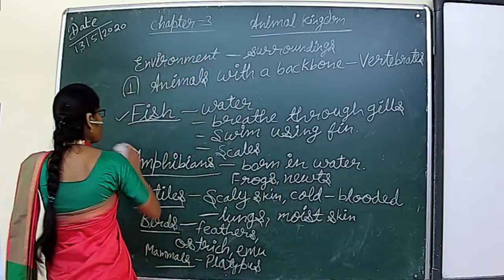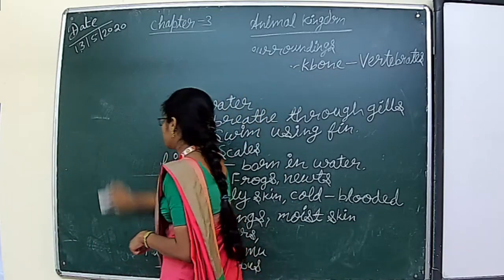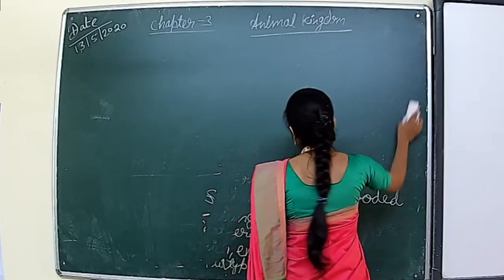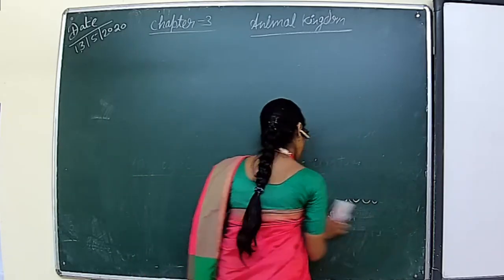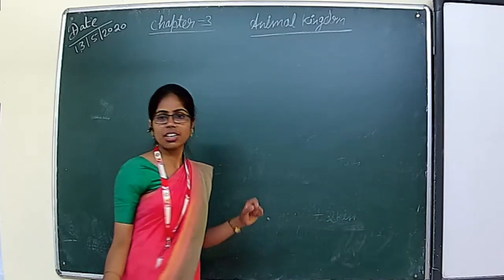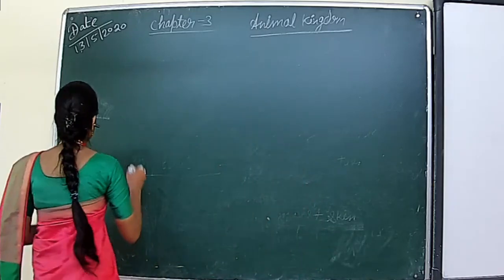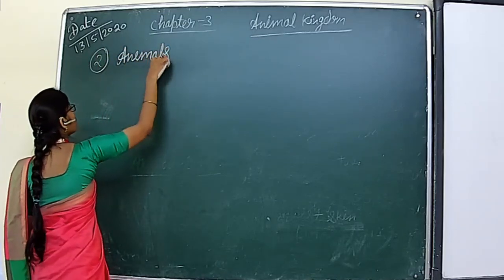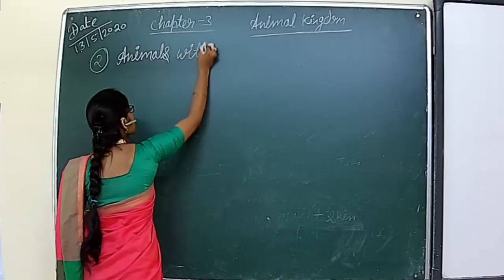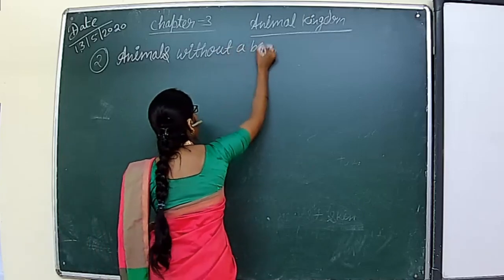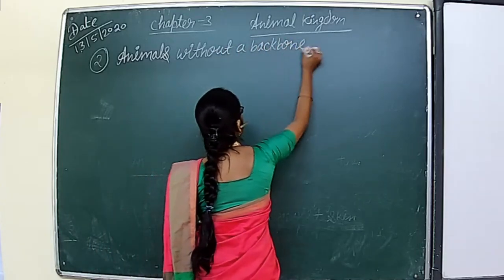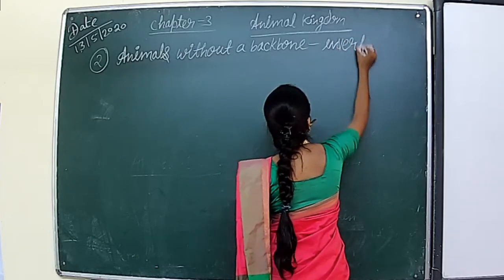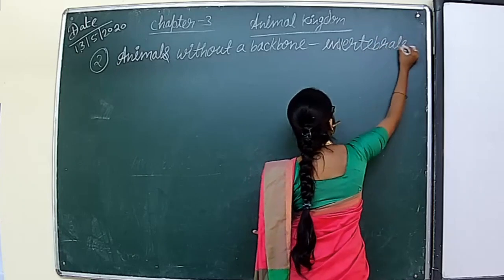I hope that all of you have understood the first categorization of animals, that is, animals with a backbone. What is the particular name for the animals with a backbone? They are called vertebrates. Now we will study the second categorization, animals without a backbone. The animals which do not have a backbone are called invertebrates. What are they called? Invertebrates. Animals without a backbone are called invertebrates. Please tell along with me. Invertebrates.